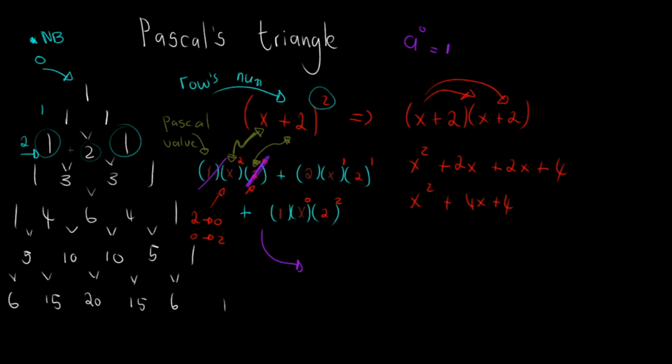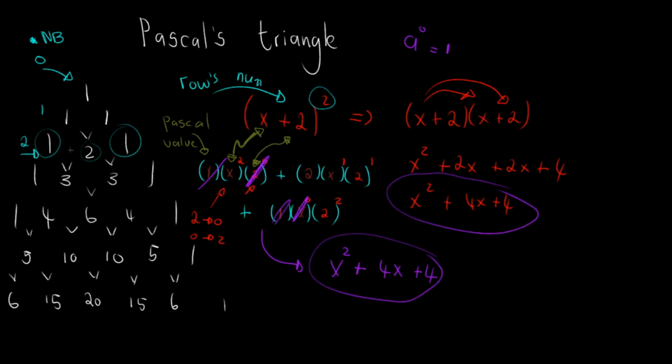I'm going to cancel out these two. The same thing happens here. X to the power of 0 is 1. And I'm going to cancel out this one too. So now let's multiply. I'm left with x squared plus 2 times x is 4x. And then 2 to the power of 2 is 4. And if we notice, this answer is exactly the same as this one. Do we see the connection?